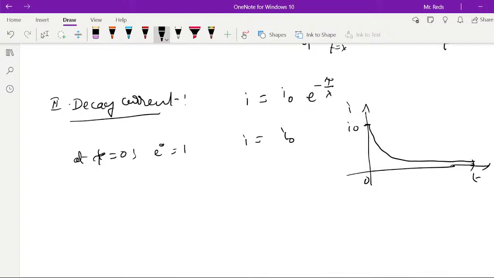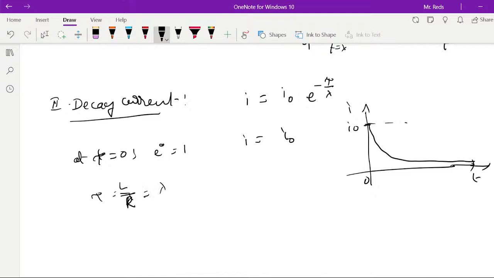And here you also have to understand that when t is equal to the inductive time constant, that is L by R or lambda, we get 1 by e, from e power minus 1, which is the value at lambda.